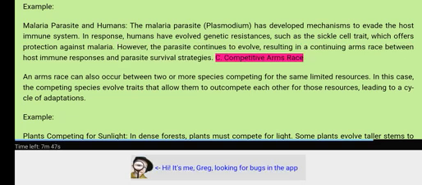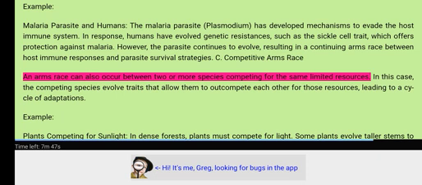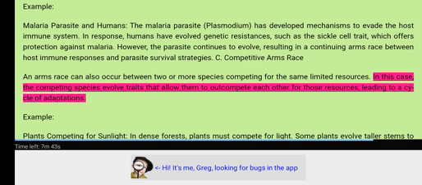C. Competitive arms race. An arms race can also occur between two or more species competing for the same limited resources. In this case, the competing species evolve traits that allow them to outcompete each other for those resources, leading to a cycle of adaptations.